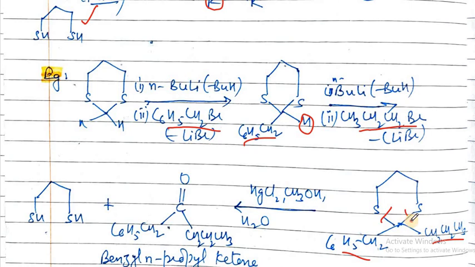When hydrolysis takes place, this bond will break at these points, and here C double bond O will be attached, with the other groups the same. Now here it is a benzyl group, here it is a propyl group, so we get benzyl propyl ketone. So this is the preparation of aldehydes and ketones.